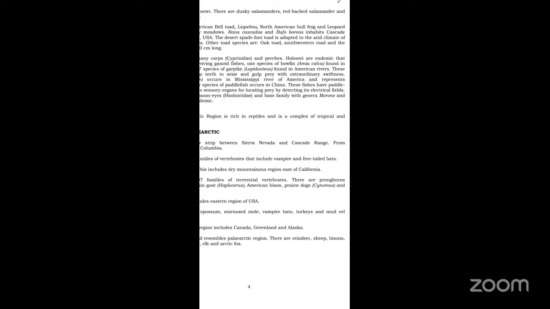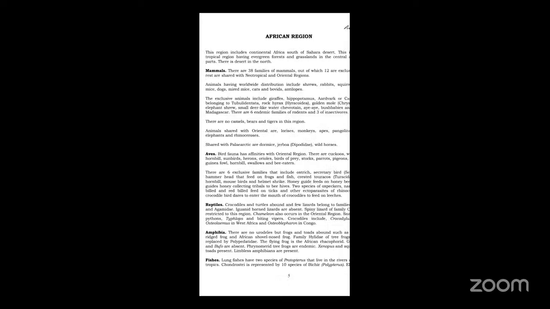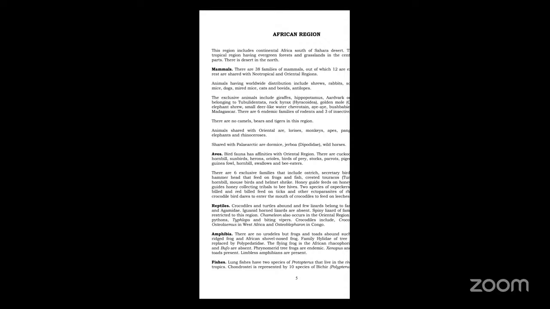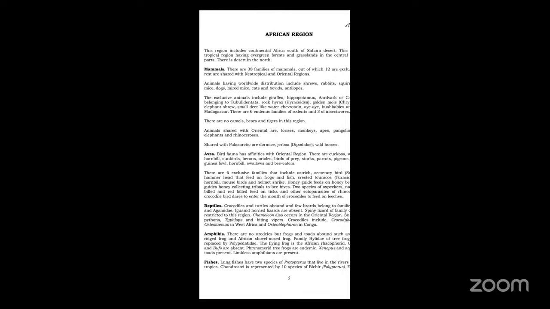Now, coming to the African region, this region actually includes Africa, that is continental Africa, south of the Sahara Desert. You all know that in Africa you have got the Sahara Desert. So this particular region includes only the continental Africa south of the Sahara Desert, and this is mainly a tropical region.